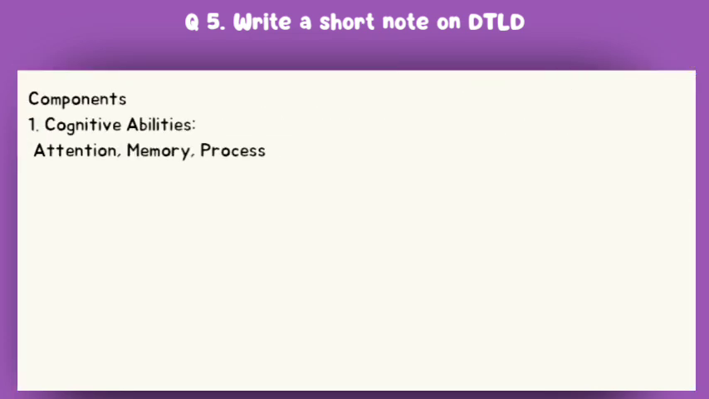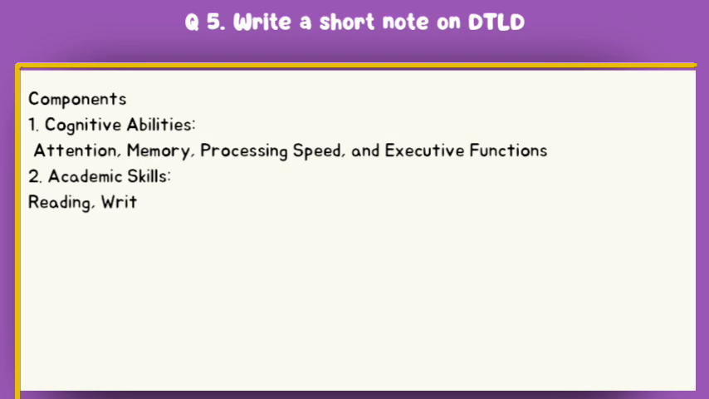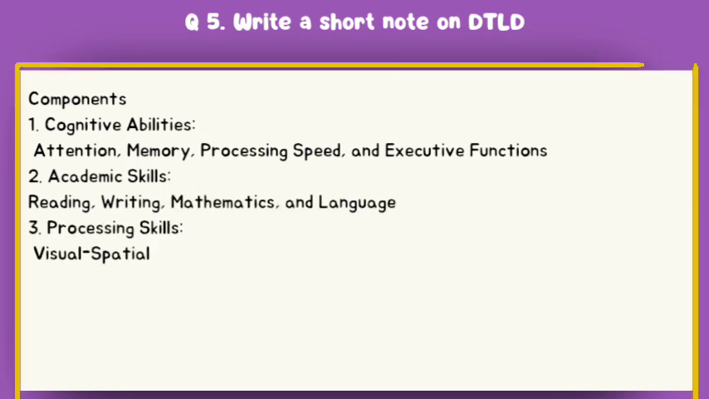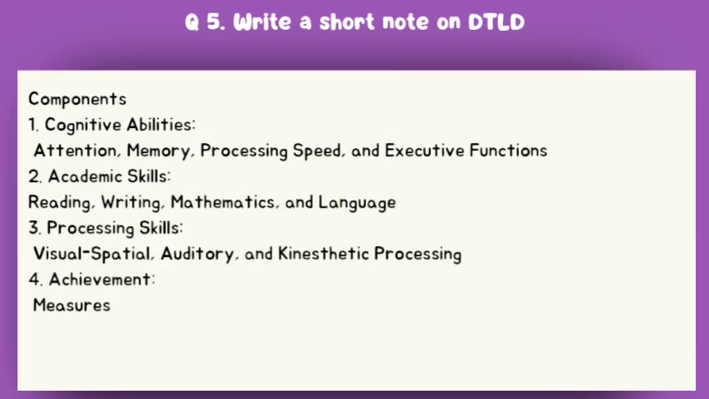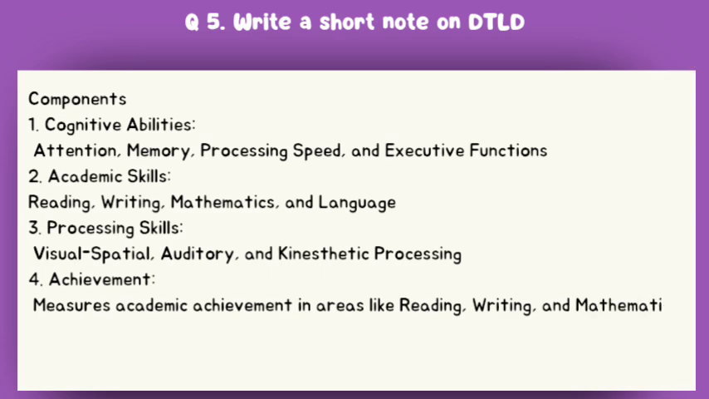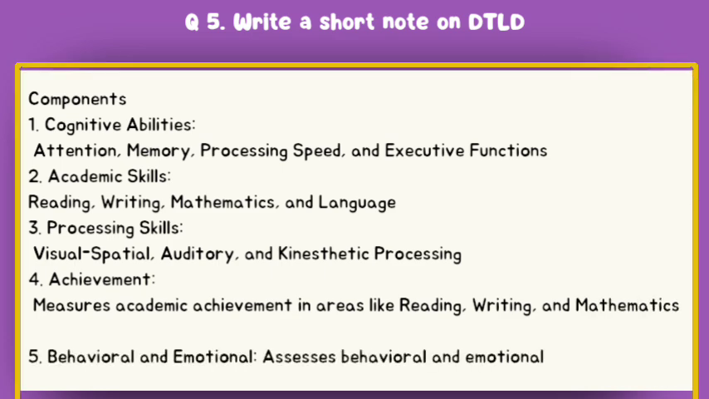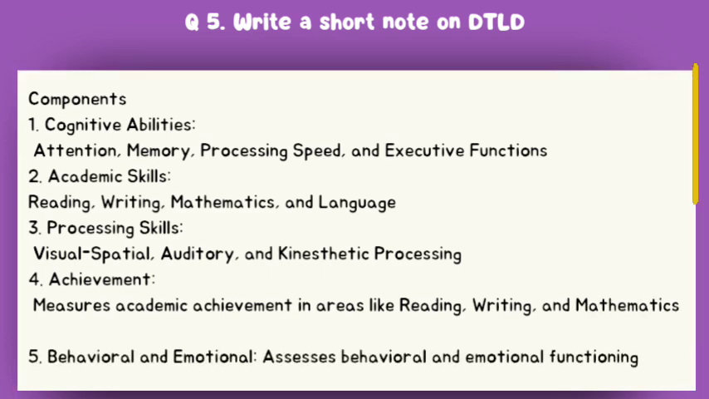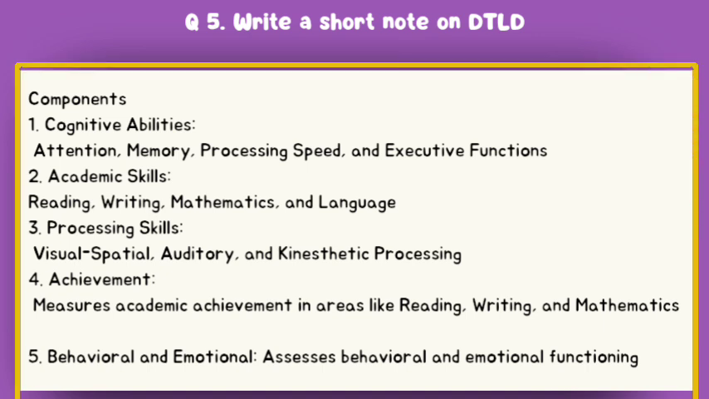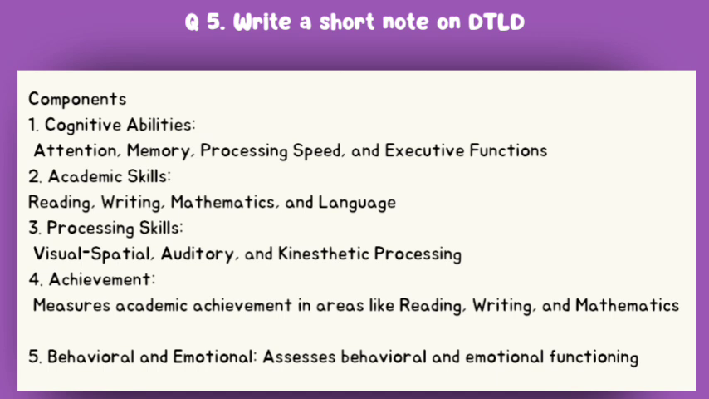So let's see some components of the test. The components are cognitive abilities, academic skills, processing skills, achievement, and behavioral and emotional. The cognitive abilities test attention, memory, processing speed, and executive functions. The next is academic skills. This assesses reading, writing, mathematics, and language.